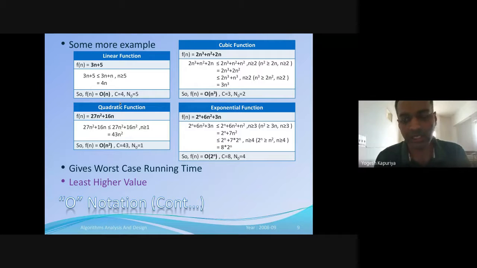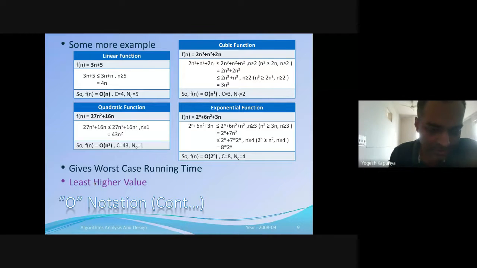But the point over here is, you can't just take anything, because we are trying to compare it with some other equation. The bound, or the line of that function, should be as close as possible. And that's why it is said a least higher value. You have to observe this. When you say big O notation, you are actually interested in a higher value, but it has to be the minimum of all the possible higher values.